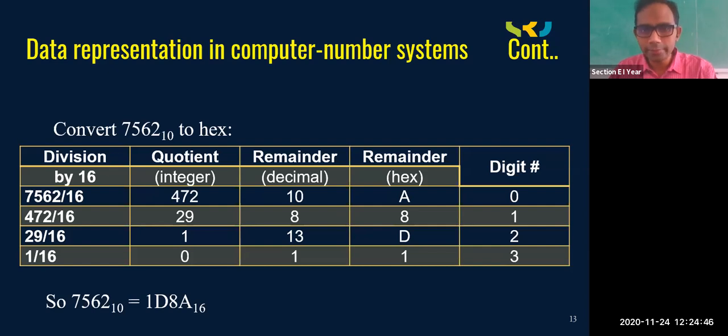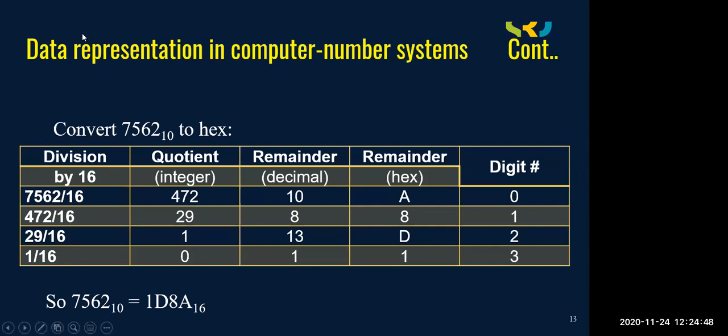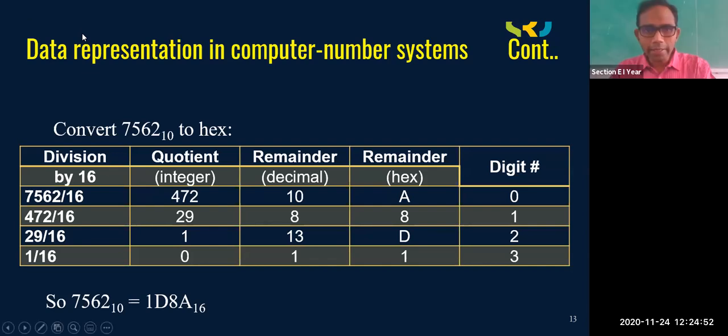Shall we go to the next slide? Still anybody is having a doubt? Very good. Why we took A and D? Because in hexadecimal number system, we don't have 10. We don't have 13. 10 is represented as A, 13 is represented as D, because we are having 0 to 9 and then A to F. 16 digits are there in hexadecimal number system.